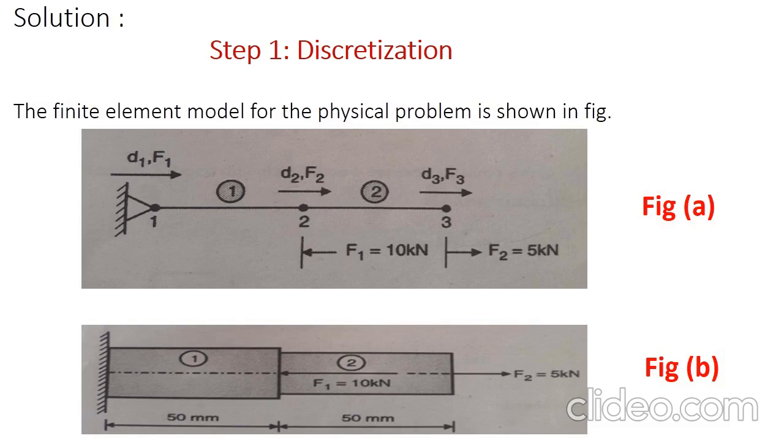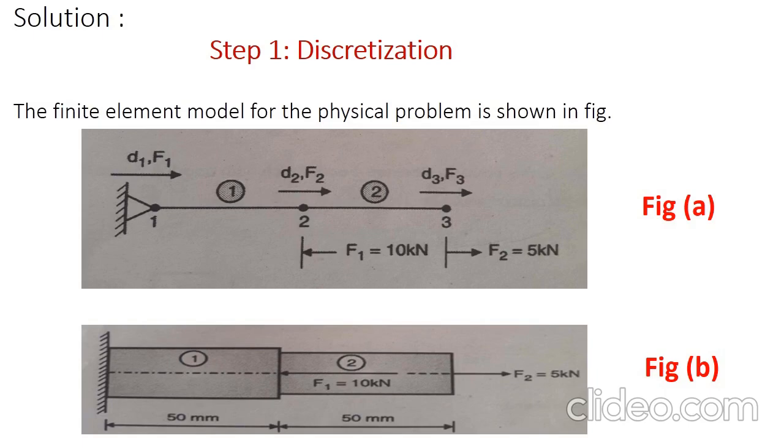d1 stands for the displacement at node 1, d2 stands for the displacement at point 2, while d3 stands for the displacement at point 3. And this was our question, that we are supposed to calculate d1, d2 and d3, that is, the nodal displacements. Displacement always occurs at a node, that's why they are termed nodal displacements. As node 1 is a fixed support, d1 is equal to 0. We are supposed to calculate only d2 and d3.